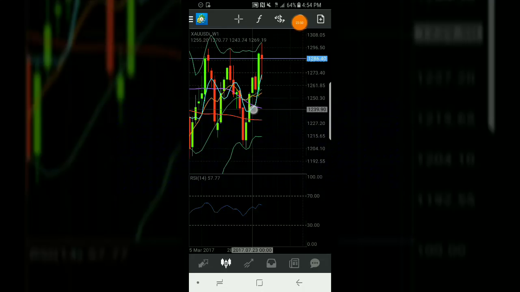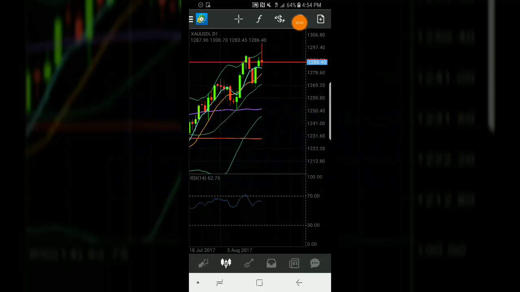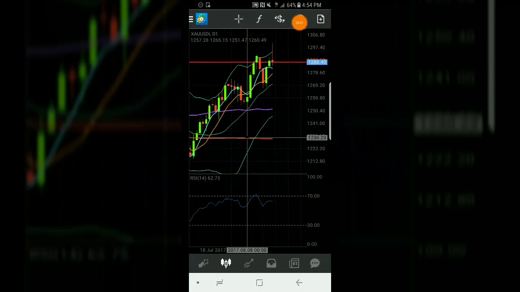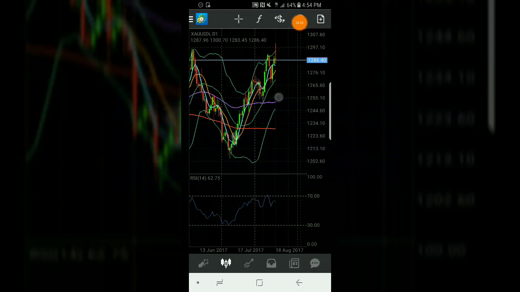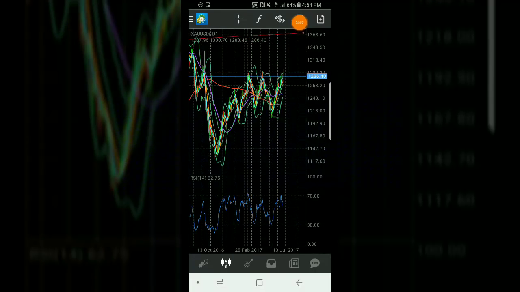So let's go ahead and look at the daily. And look at that daily chart. It's formed an inverted hammer. So that would tell me that it's going to fall. But if I zoom out and look, there is your pattern.